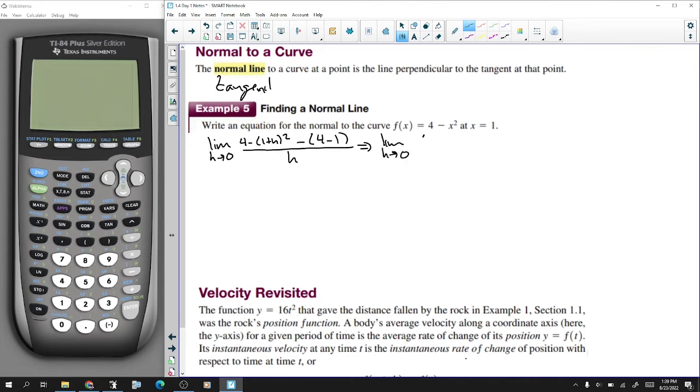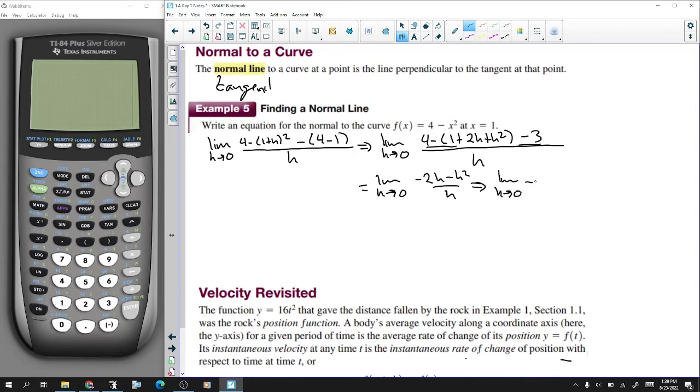Limit as h approaches 0 of 4 minus 1 plus 2h plus h squared, minus 3, over h. Limit as h approaches 0 of 4 minus 1 minus 3, that's gone. So we end up with negative 2h minus h squared over h. And that's the limit as h approaches 0 of negative 2 minus h. So the slope of the tangent line is negative 2.